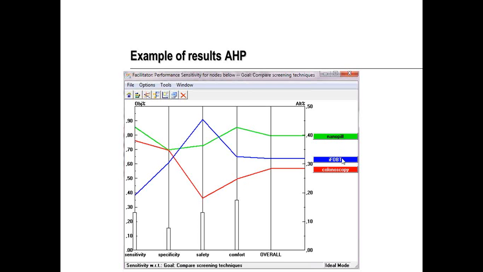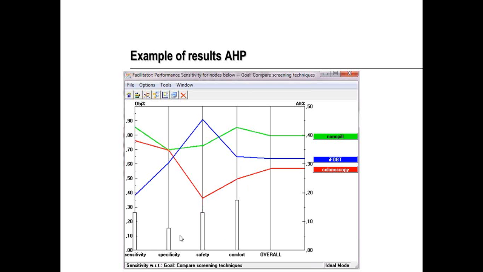And then here you see the three alternatives. It's the nanopill, the FOBT, and the colonoscopy. And if you look over here, you can see the nanopill is the highest on sensitivity. So it says that the preferences for the nanopill are higher than for the other alternatives if you think about the sensitivity. That's a little bit different if you go into the specificity. Then it's thought to be equally preferred as the colonoscopy. But the colonoscopy regarding safety and comfort is not so preferred.